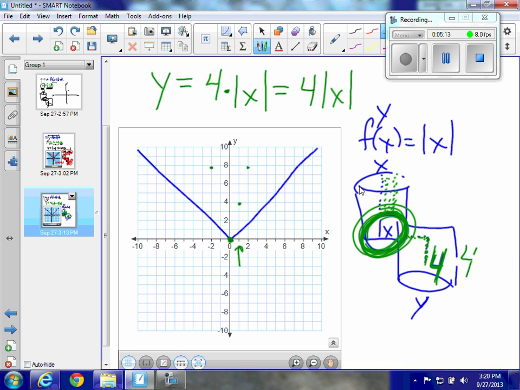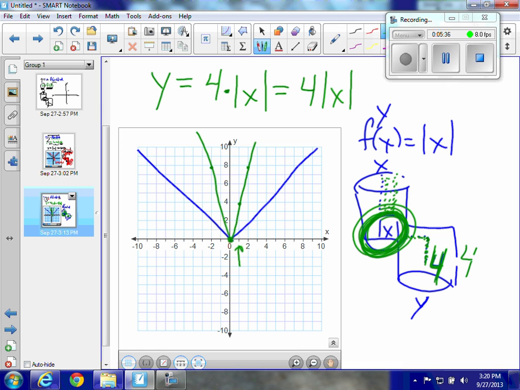Let's do, I don't know. Oh, we did one on the other side of the vertex, didn't we? We did -2. So my new graph looks like this. It's the same V shape as the absolute value function. If you could see me right now, you'd see me holding my hands in the air making a V.